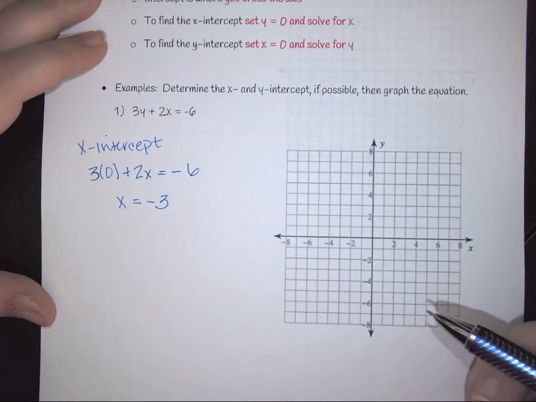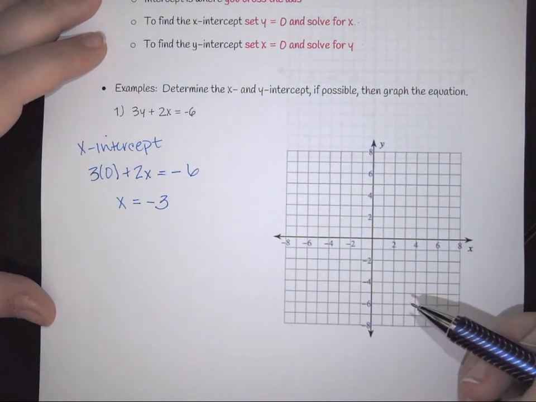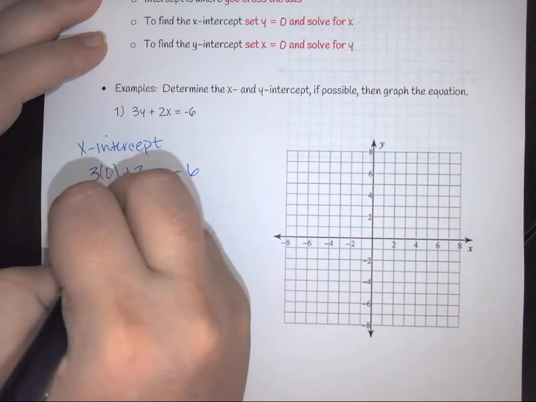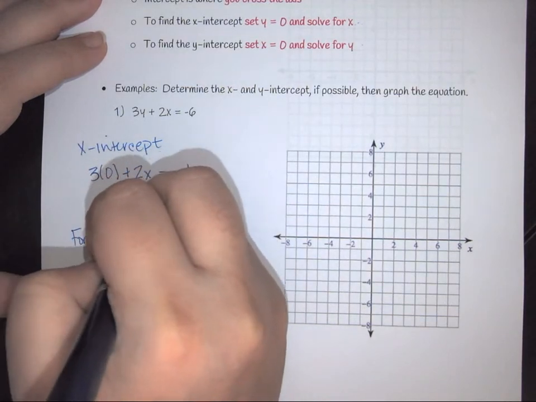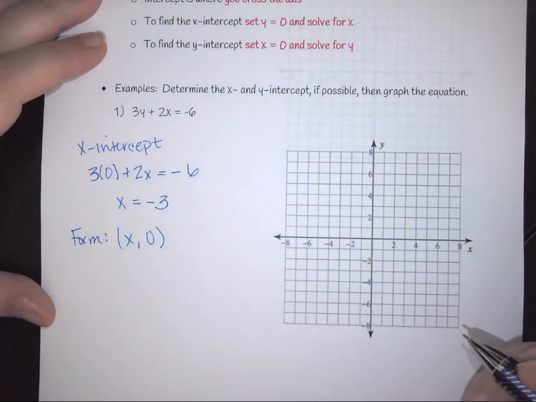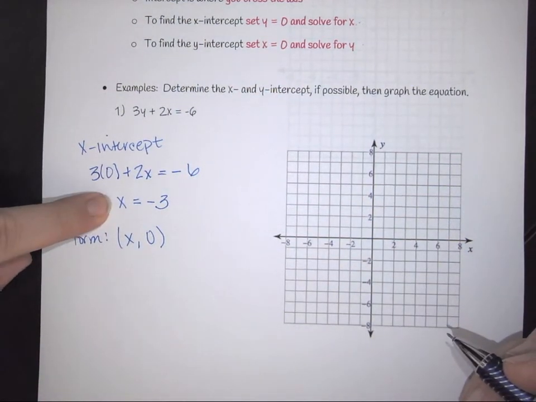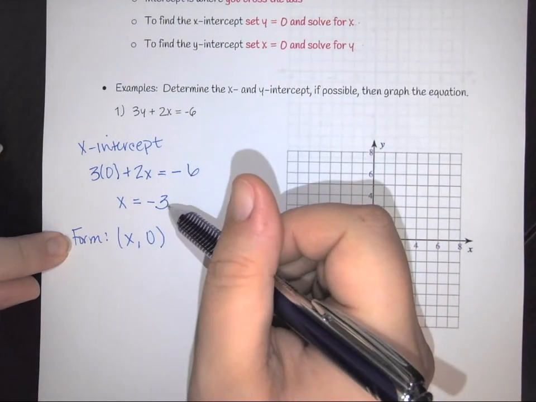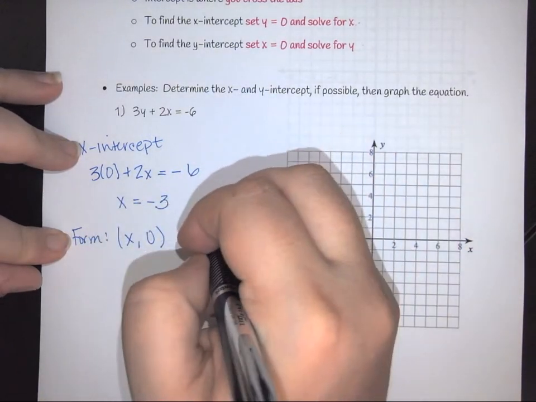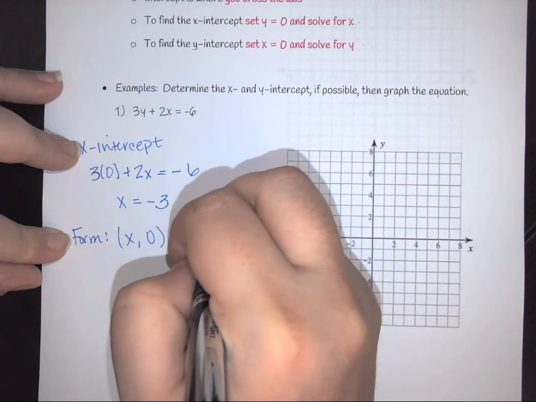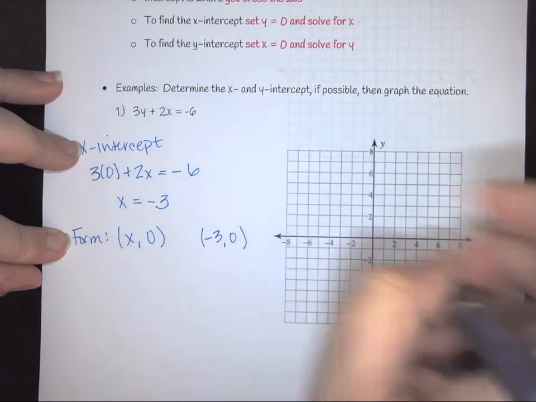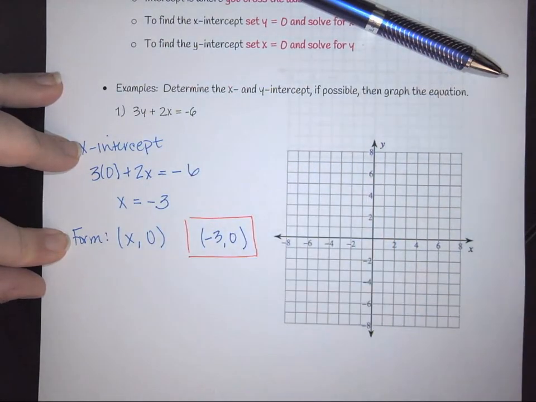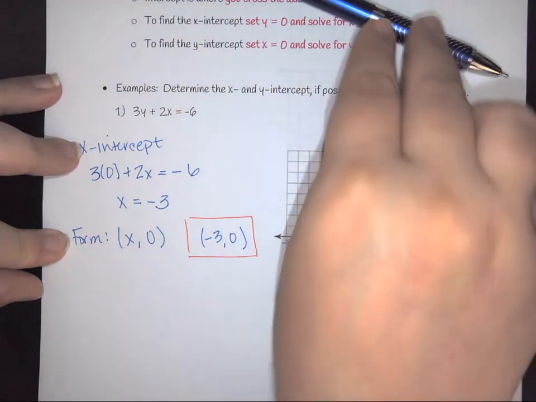Now when we are talking about x and y intercepts, we are talking about the form x, 0. So we're not just looking at x equaling 3, we're looking specifically at the coordinate form. So here, when I have -3, my coordinate form would be -3, 0. And this is an intercept point, which is the x-intercept.